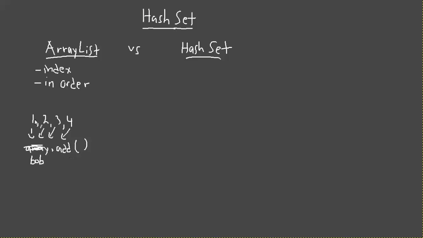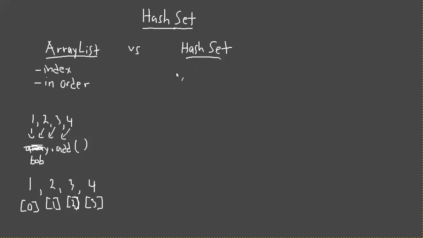When I add these numbers into the array, they're going to go in order. So 1, 2, 3, 4 are going to go in based on an index. Arrays are 0-based indexes. So this is going to be at index 0, this is going to be at index 1, this is going to be at index 2, and this is going to be at index 3. Okay? 0, 1, 2, 3 represents values 1, 2, 3, 4.